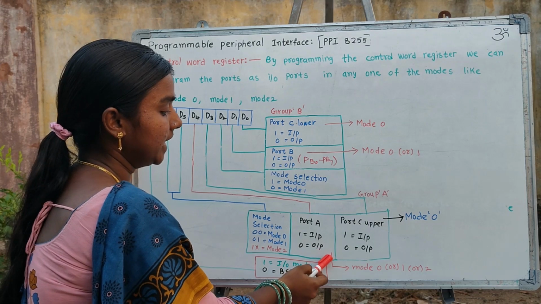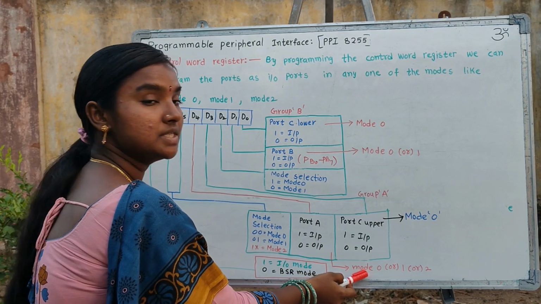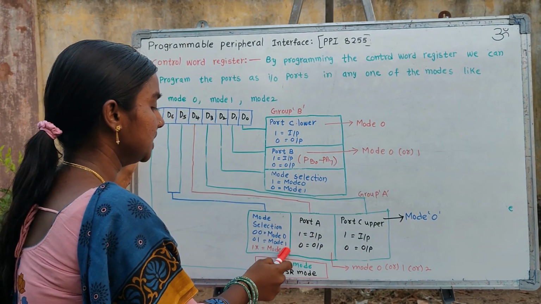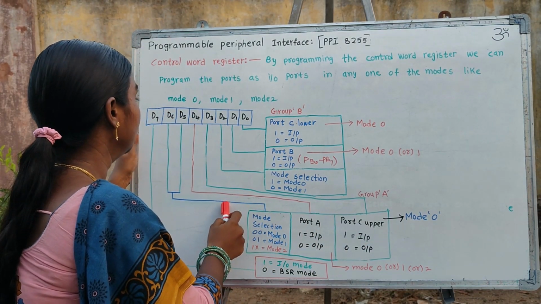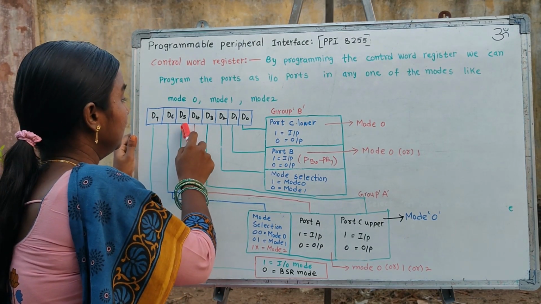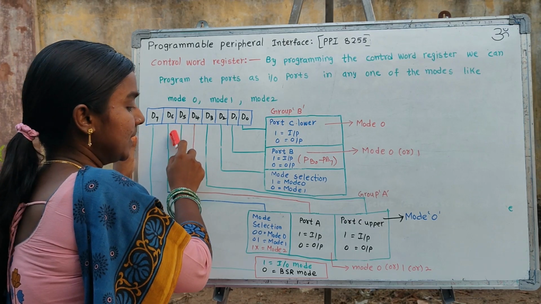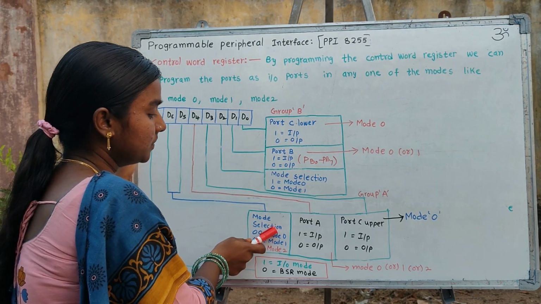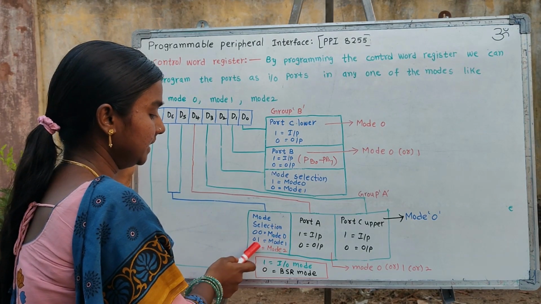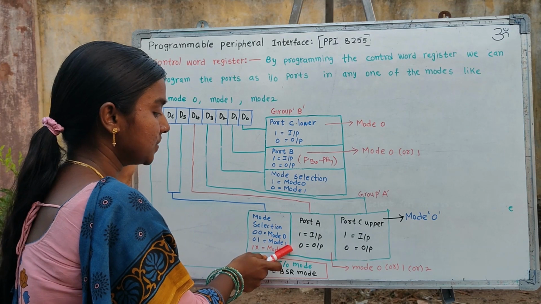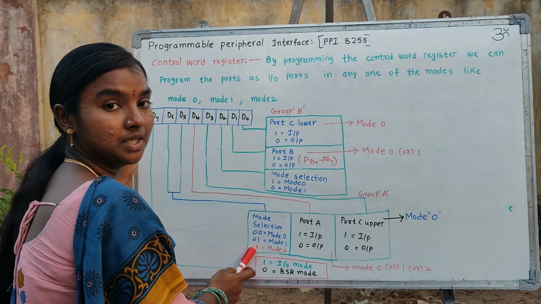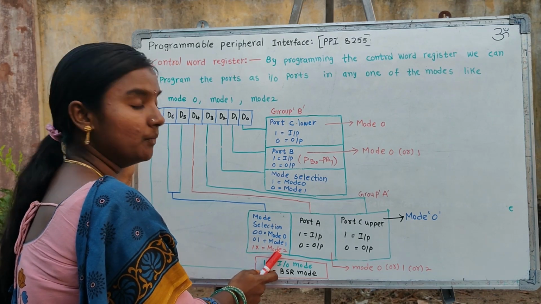Here port A will be working in mode 0, mode 1 or mode 2, and the mode selection is going to be decided depending on 2 bits, D5 bit and D6 bit. Considering D5 value and D6 value, mode selection is decided. If 0, 0 means mode 0 is selected, 0, 1 means mode 1 is selected, 1 don't care, meaning we may consider it as 1, 0 or 1, 1, means mode 2 is selected.